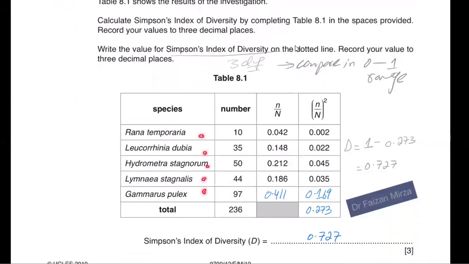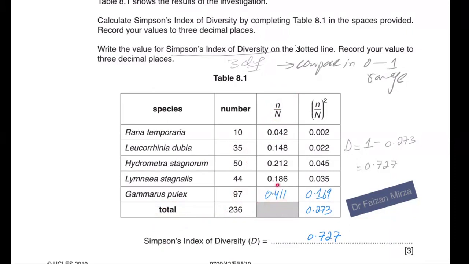Here, the species are shown to us and numbers are provided. You divide the small n values. All these values here are small n values, and the total here, 236, is the value of capital N. What you have to do is divide every value by capital N. So how was 0.042 attained? 10 was divided by 236, which is capital N, and the same was done for all these values. 97, again, you divide by 236 and you get 0.411.